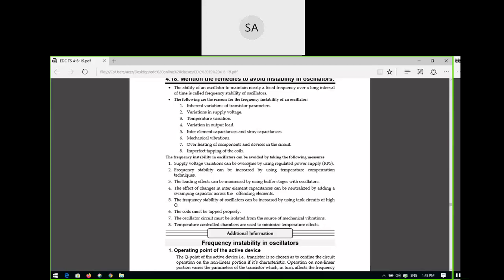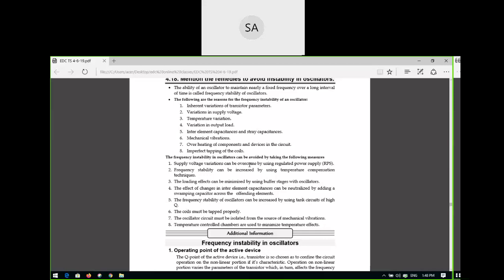If you see the center tap transformer, if the coils are not properly tapped, that also leads to instability in the oscillators. So these are the major causes of instability of the oscillator.